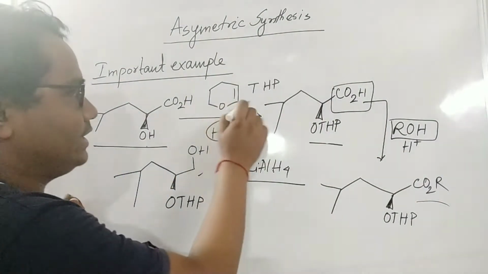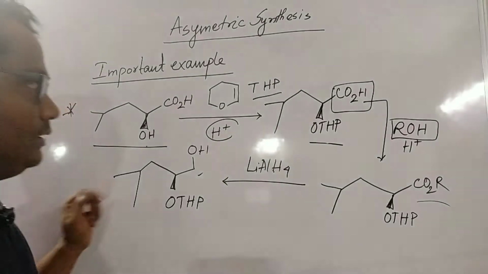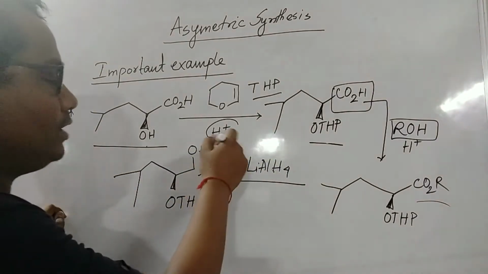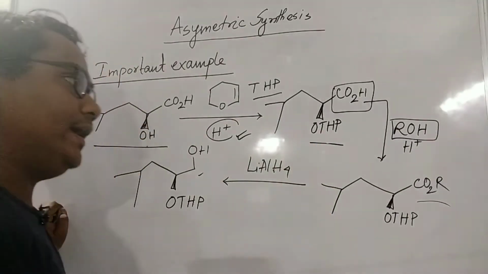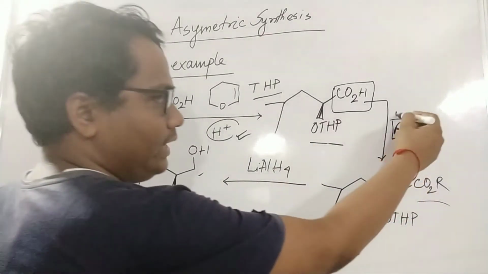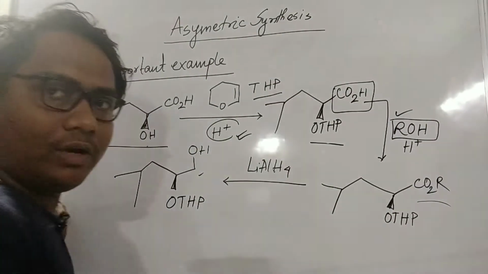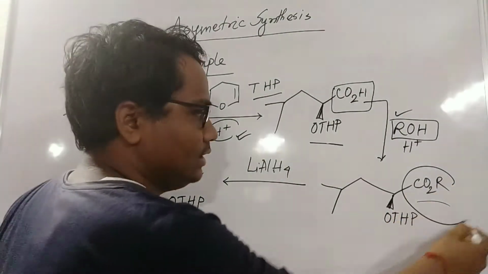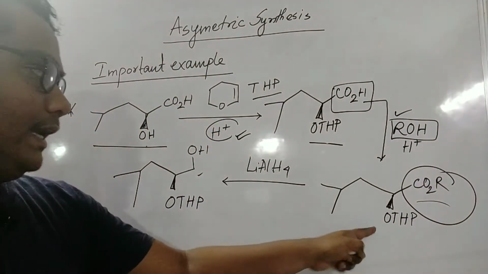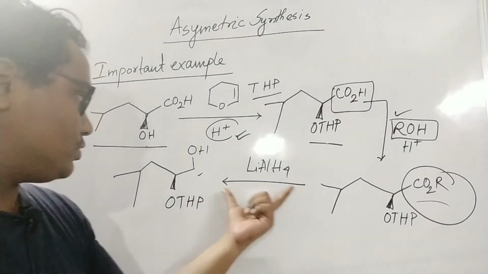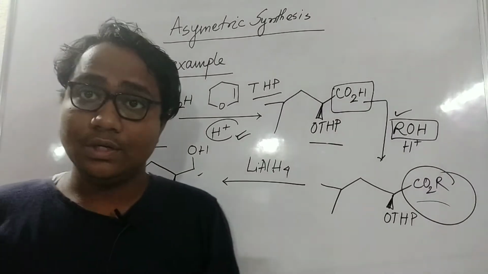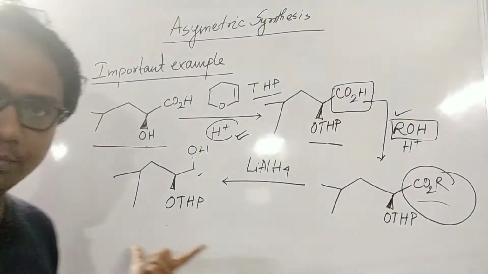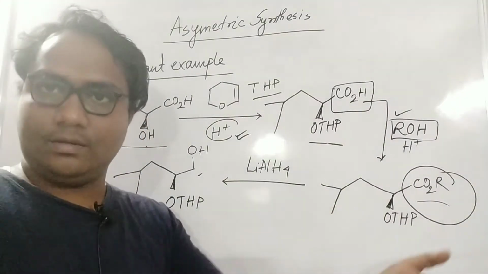and here I use this reagent. It is called THP, and that reagent will protect the OH group in the presence of acid. Then I use an alcohol, ROH, meaning different types of alcohol, for esterification. You can see this CO2R, and then lithium aluminum hydride is used for reduction of this ester group, and this is what I form. This final product I have to utilize for the further reaction.